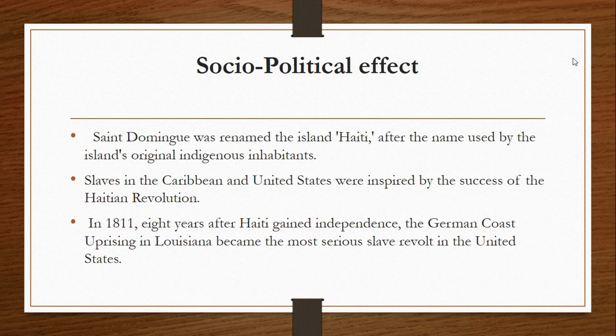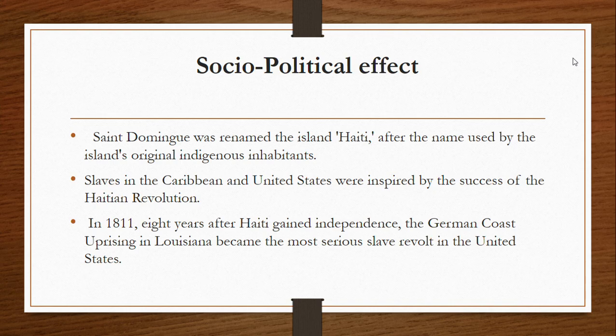As we continue our socio-political effects, Saint Domingue was renamed Haiti, after the name used by the island's original indigenous inhabitants. So prior to the Haitian Revolution, the island wasn't named Haiti, but was named Saint Domingue. As a result of the Haitian Revolution, the official name of the island was changed.